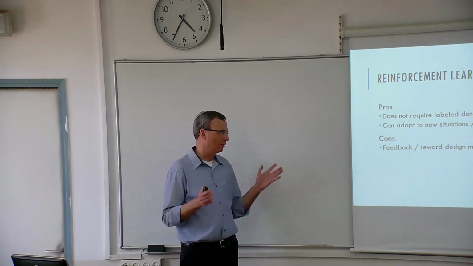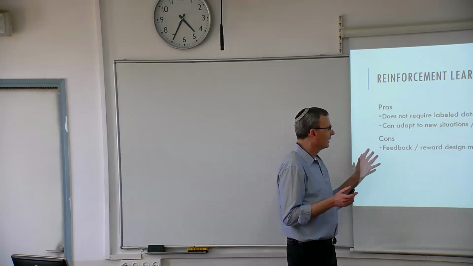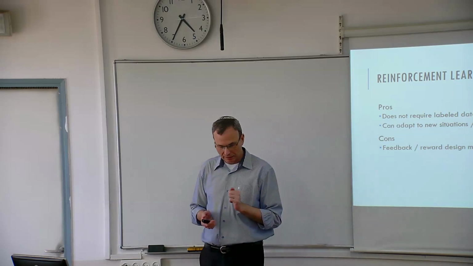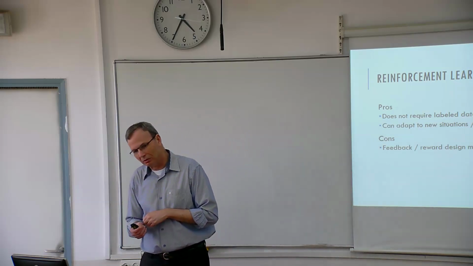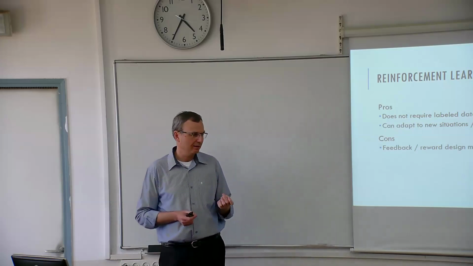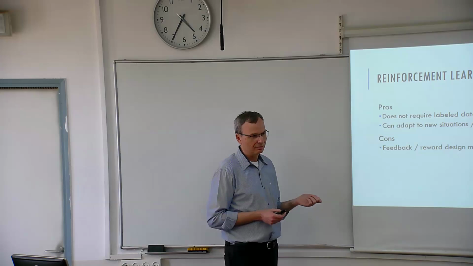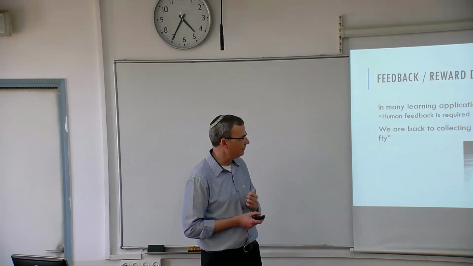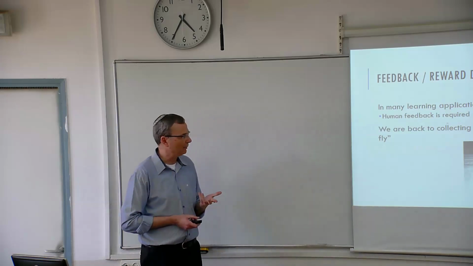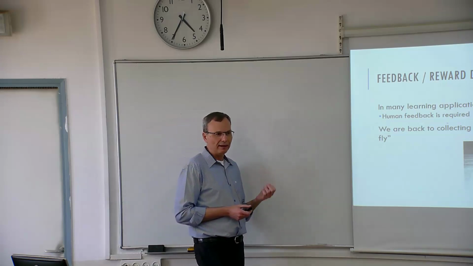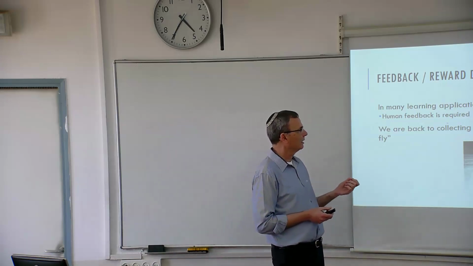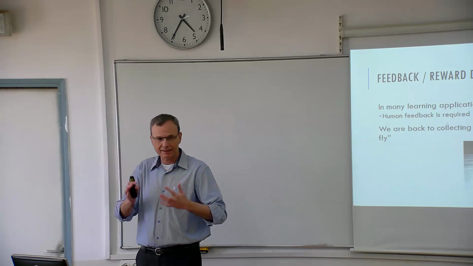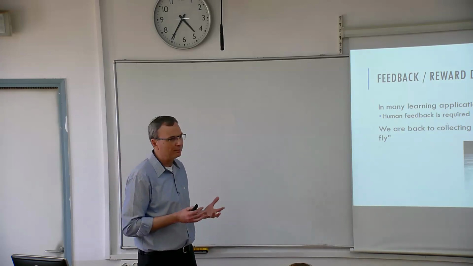However, there are cons, of course. Feedback and reward design may be very, very confusing. And it's not by chance that I always get back to the example of the cleaning robot, because it's a very good example. The issue is that in many, many learning applications or environments, there is no real way to get this automatic feedback. Unless you are a robot that can sense something, how can you get feedback?